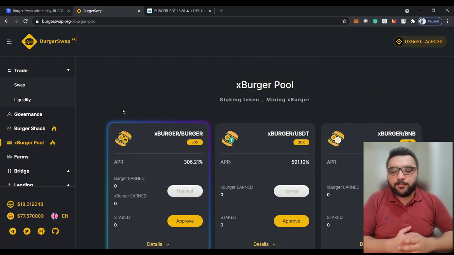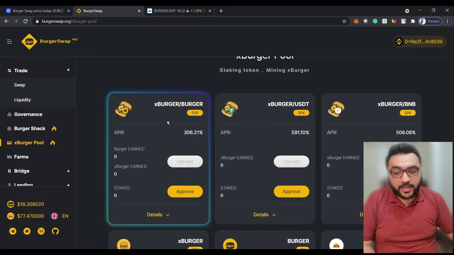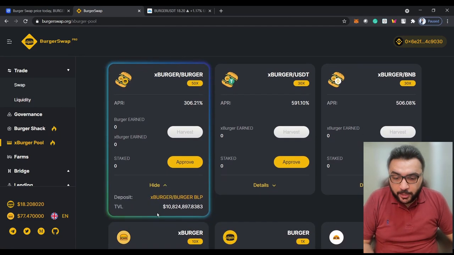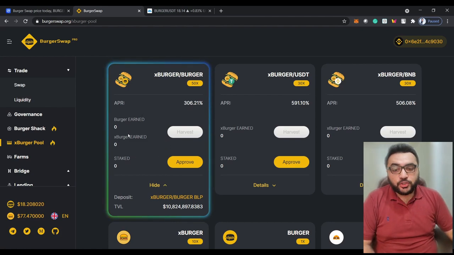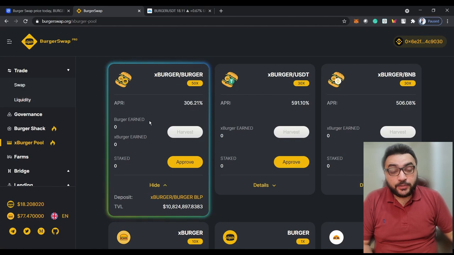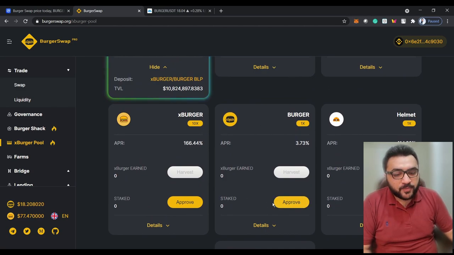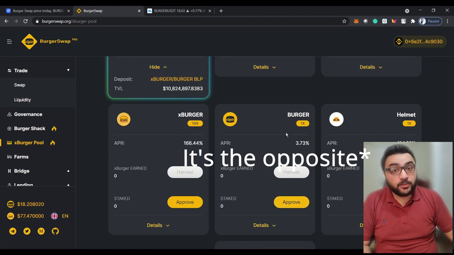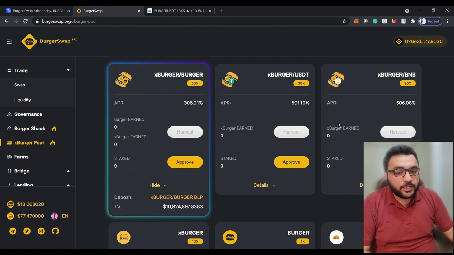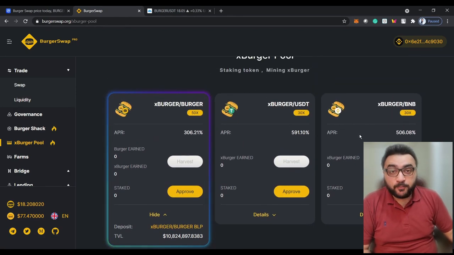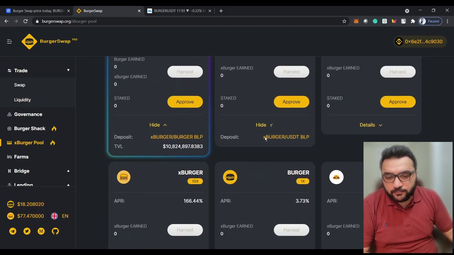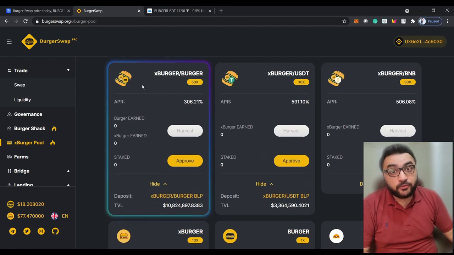Let's head over to the X Burger Pool. It's pretty similar to Burger Shack, but here, instead of usual crypto, you have to deposit liquidity tokens. You'll need Burger and X Burger to make the X Burger Burger BLP, and then you will earn the respective APR on it. There are multiple pools, and you will earn different yields with respect to the pools. For example, in here you just approve your X Burger, and you will earn Burger with this APY, and so on and so forth. There are different yields for different pools. You can explore that and follow these deposit instructions, as in you'll need these BLP tokens to enter the respective pools.